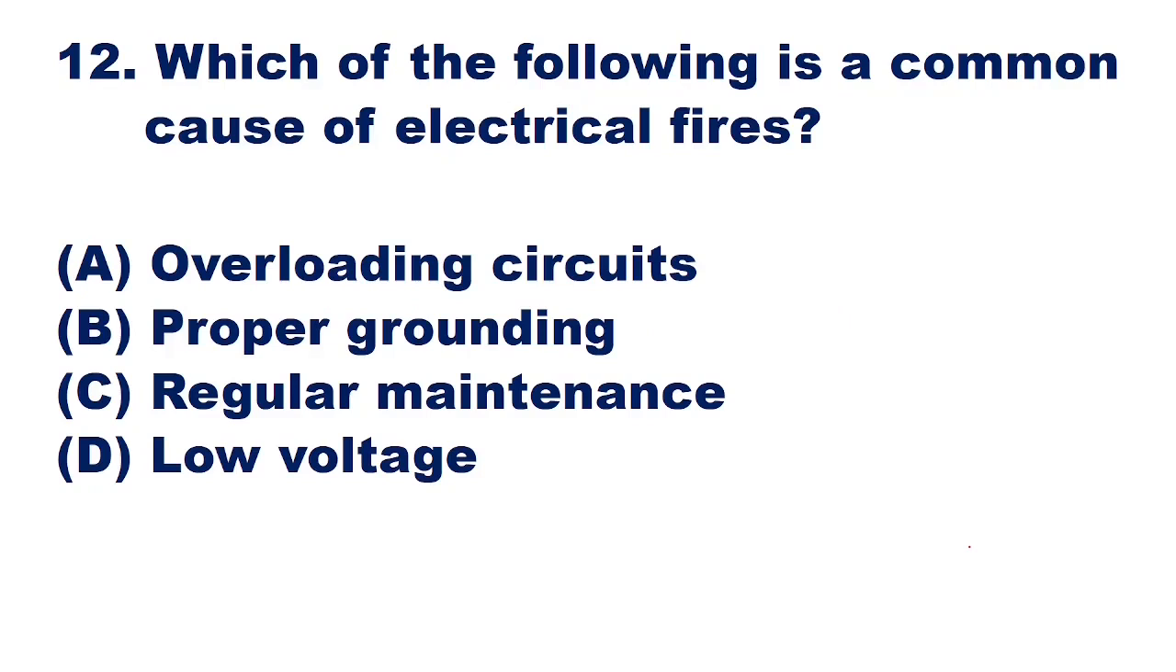Which of the following is a common cause of electrical fires? Options are overloading circuits, proper grounding, regular maintenance, low voltage. If you see the options, proper grounding will not cause fire. Regular maintenance also will not cause electrical fire. Low voltage also will not cause electrical fire. The correct option here will be overloading circuits.